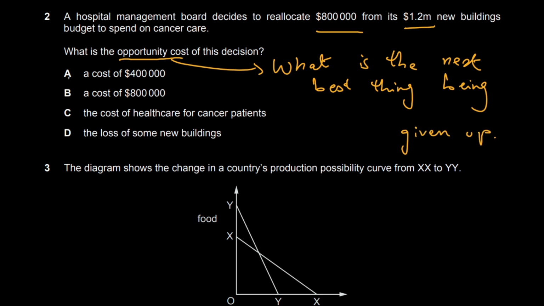Okay, so A and B, they both are talking about the monetary costs. Hence they are wrong. While C is basically talking about where the money is going to be spent on, not what is being given up. Hence that too is wrong. And D is correct, as it is talking about the opportunity cost, or about what you are going to give up when you are going to spend this new $8 lakh on cancer patients.